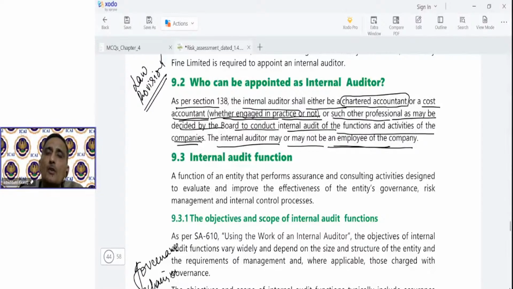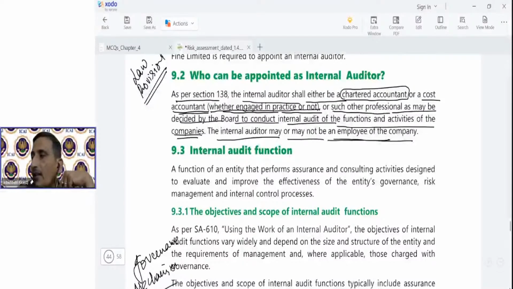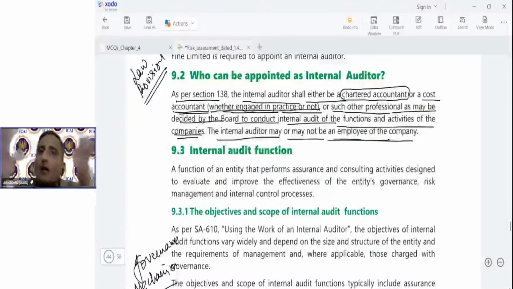So it is derived from this that an internal auditor can be an employee of the company or may not be an employee of the company. Let us assume, say Darshan is a chartered accountant. Okay, Darshan, now suppose you are a chartered accountant, and you do not hold a certificate of practice, you are into the industry.